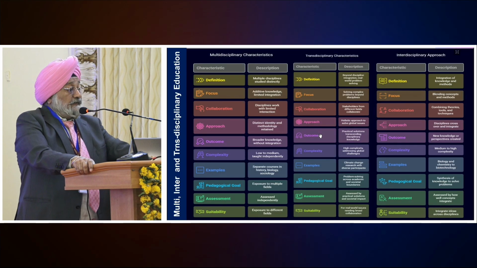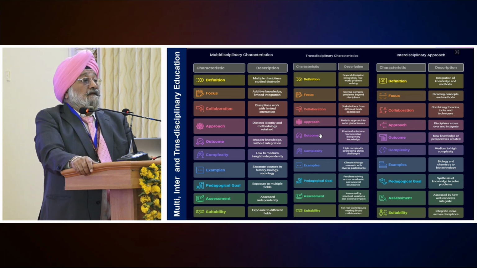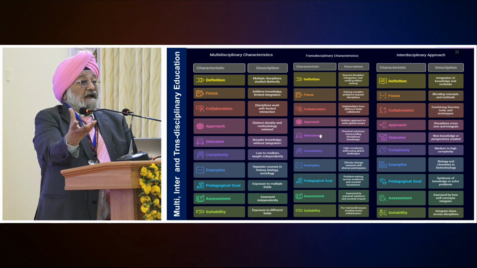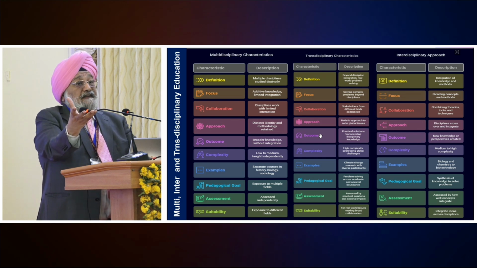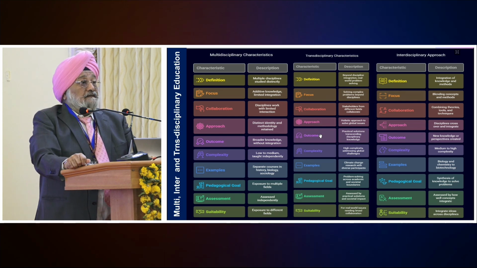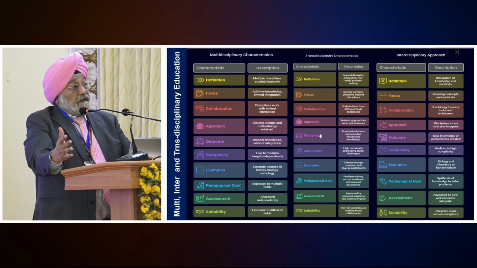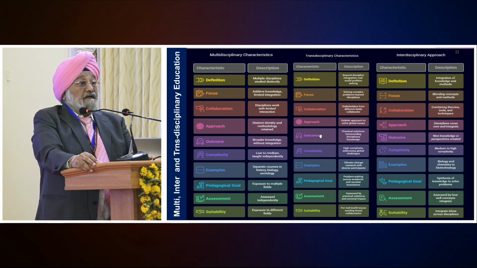So multidisciplinary characteristic, interdisciplinary characteristic, and transdisciplinary characteristic. Very important to understand. Now, if you have a salad in a plate, and that salad, you cut different pieces, and you put it together, that is multidisciplinary. Now, if you grate it together, and you put some salt and put some lemon on that, and you mix it up, it is interdisciplinary. And when you put it in the oven, you make a cake out of the whole thing.